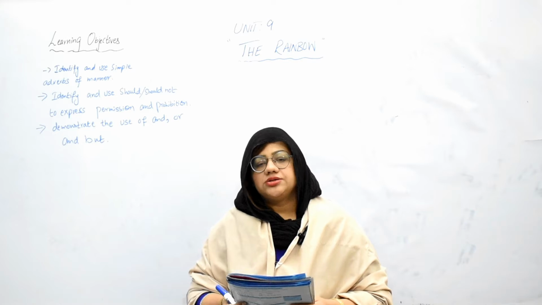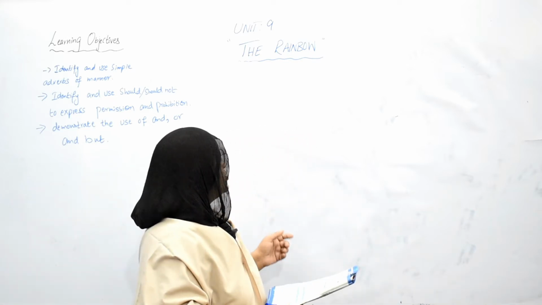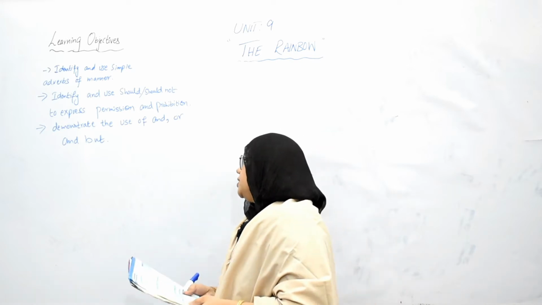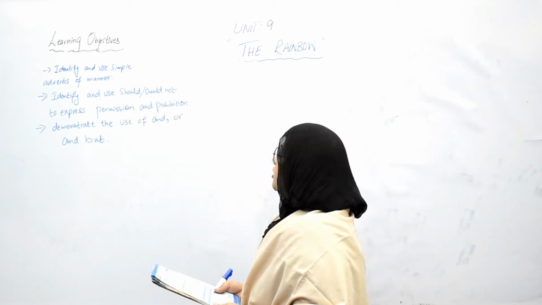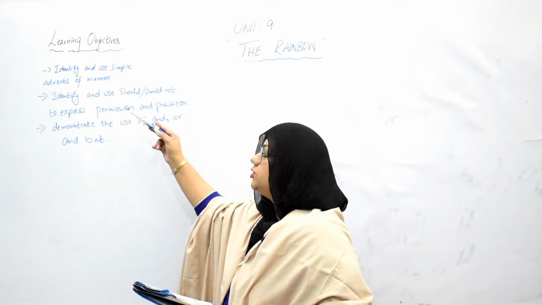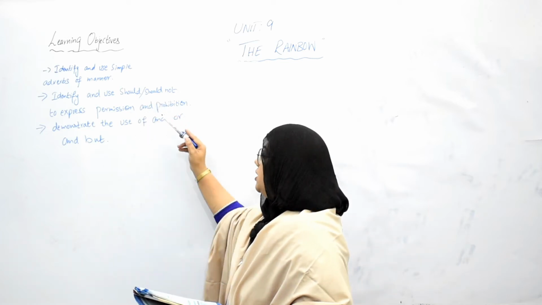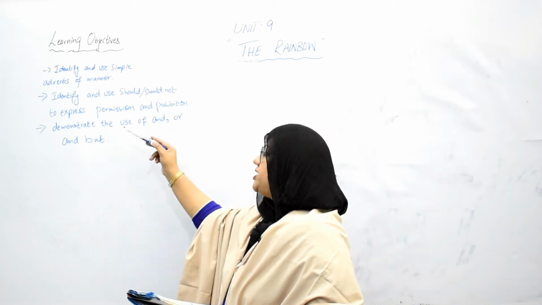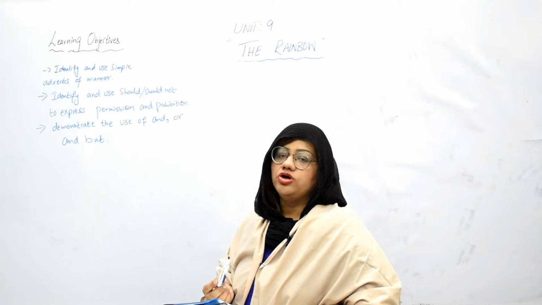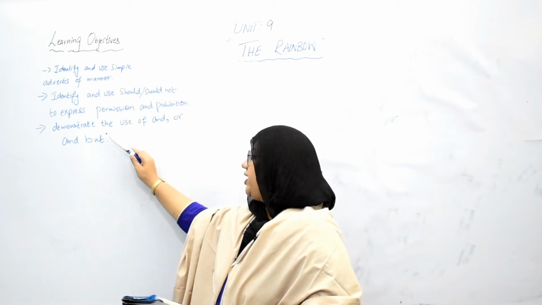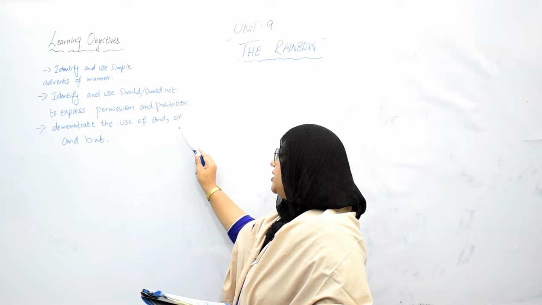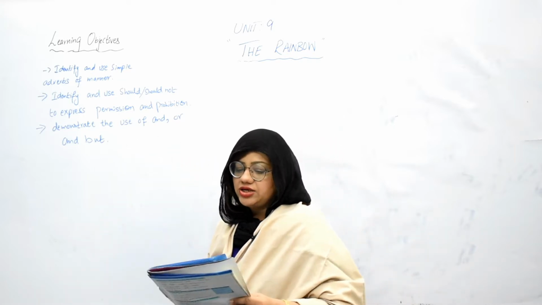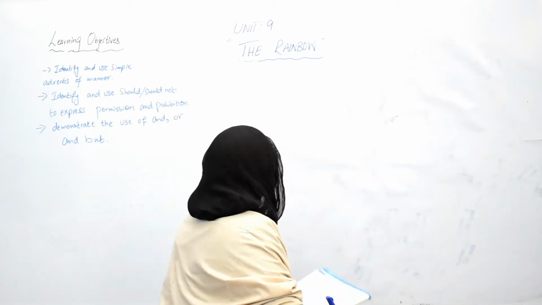Today I'm going to discuss unit number 9, the rainbow. Let's read the objectives. Identify and use simple adverbs of manner. Identify and use should, should not to express permission and prohibition. Demonstrate the use of and, or, but. So let's start with the use of, students.